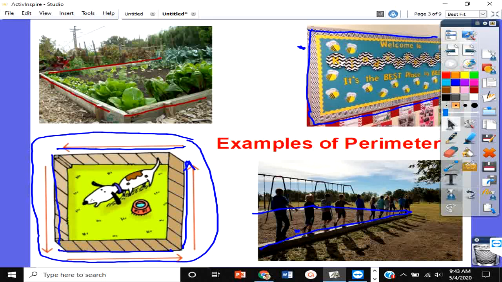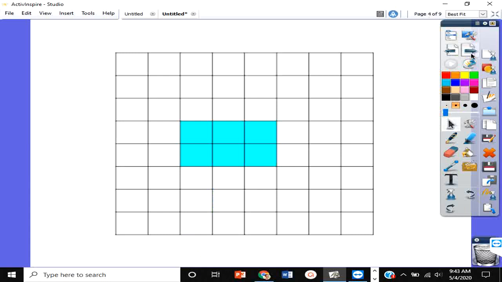So let's take a look at our first polygon that we are going to find the perimeter of. As you can see, we see a shaded blue rectangle. But I notice there's no measurements around the rectangle. Today, we are going to find the perimeter by counting the side unit lengths. What I mean by that is that we're going to count each of the square sides to determine the length of each side. So let's take a look at this first side that I just highlighted.